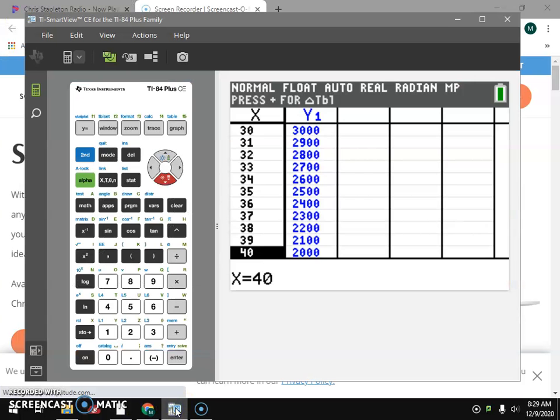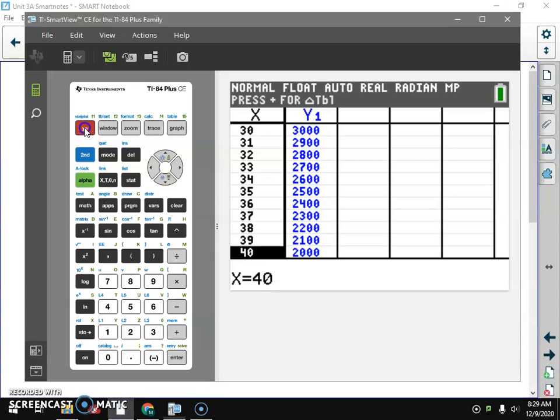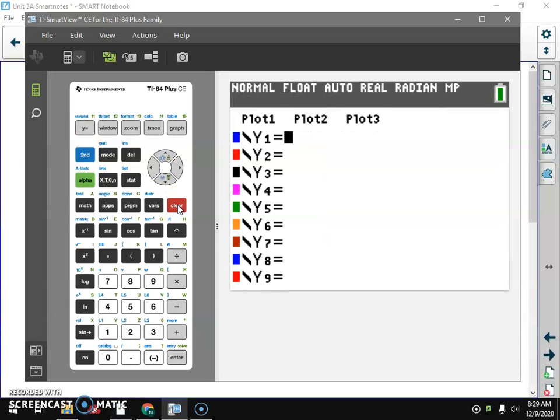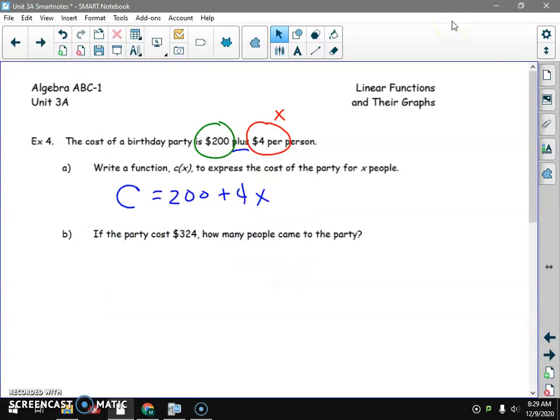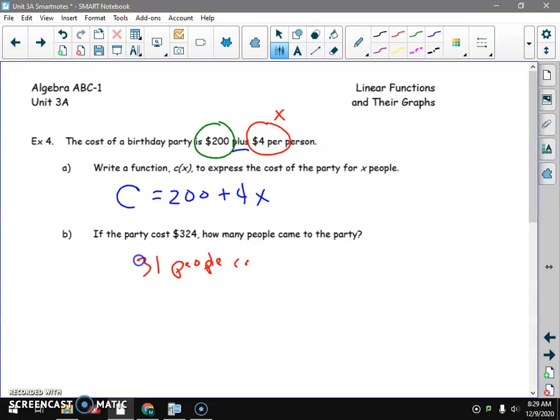Once we have an equation, we can plug it into our calculator. Whoops, hit the wrong button. Y equals, clear out the old junk, 200 plus 4x. Second graph. I want to find 324. Ooh, I got lucky. Pops right on my screen. There's 324, 31. So it would be 31 people can attend for $324. We did it just straight in words.